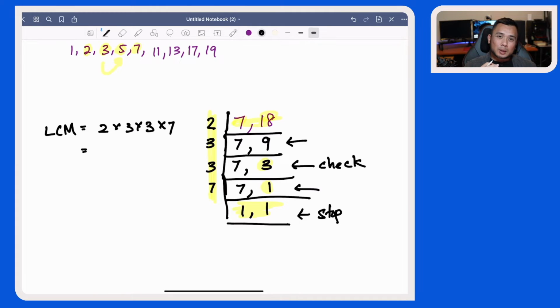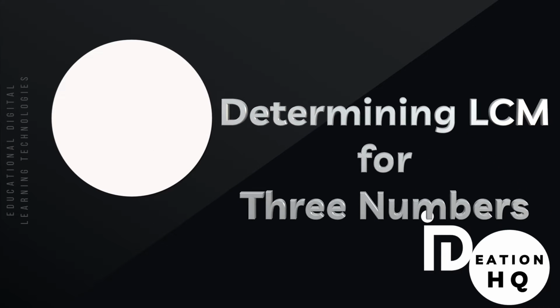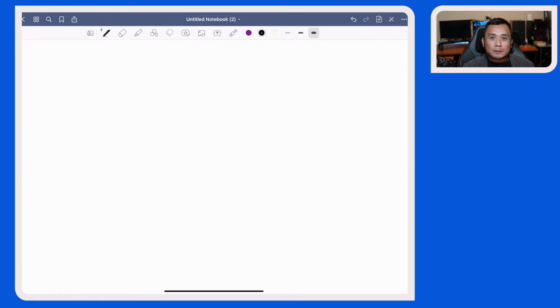Hey Google, what's 2 times 3 times 3 times 7? The answer is 126. So you can work it out with your calculator, or you can even ask Google. So in this case, the LCM, or the lowest common multiple, for 7 and 18 is 126. So we have worked out the lowest common multiple for two numbers.